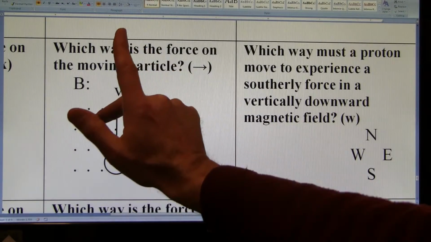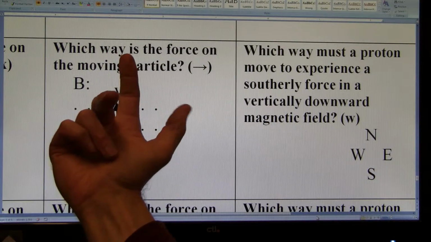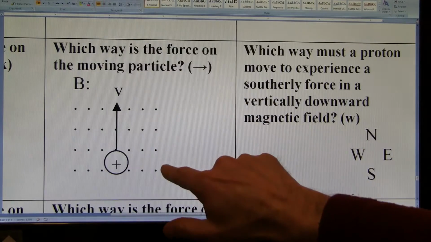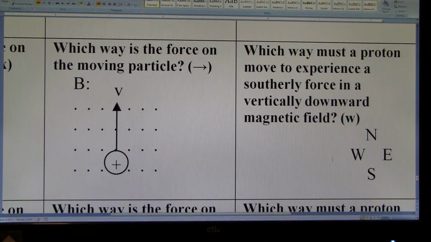Okay. All right, here we go. Velocity is up the page. Magnetic field is out of the page. I bet that was frightening. And then the force would be to the right. Okay. It's a positive charge, so it really is right.